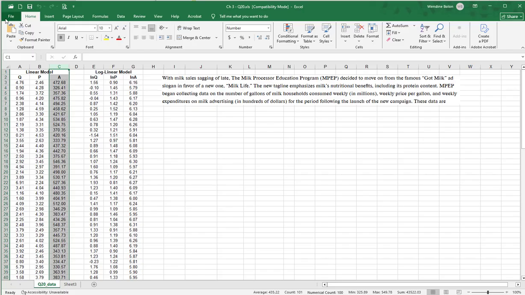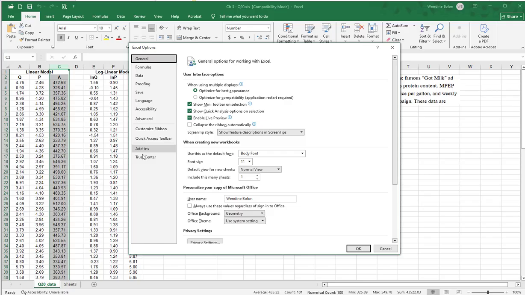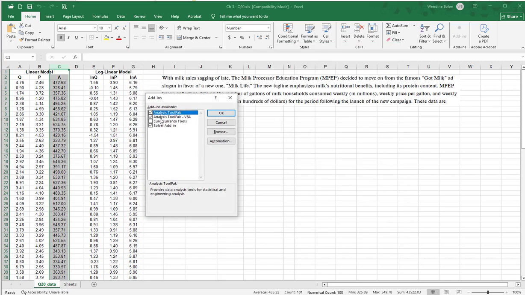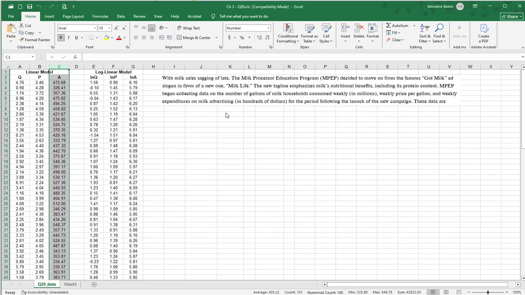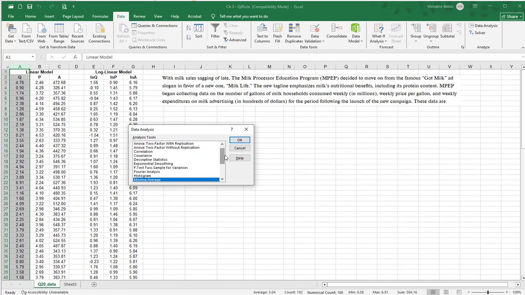If you don't have that data analysis tool pack in, this is how you enable it. File, Options, Add-ins, hit the bottom button here. It says Go, check the first two boxes, and hit OK. We're going to run a regression model that shows the impact that price and advertising have on the quantity consumed of milk. So I'm going to go to Data, Data Analysis, scroll down until I find Regression, and hit OK.